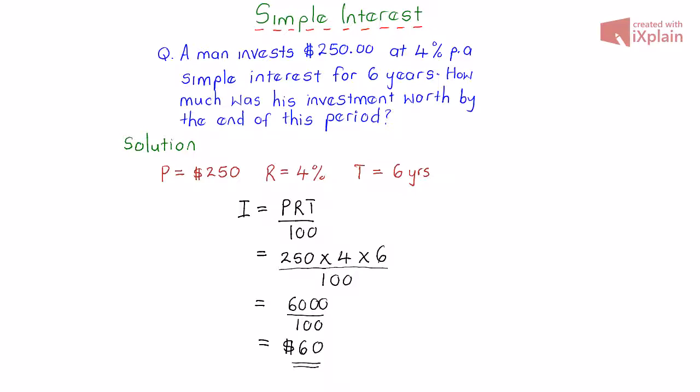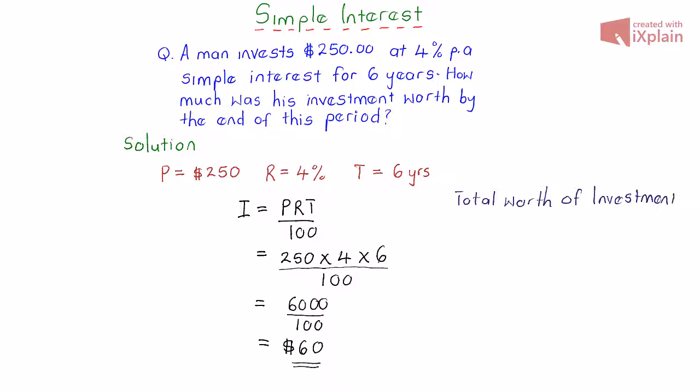and if the interest is $60, according to our question, we want to calculate the value of the investment. The question is saying how much was his investment worth by the end of this period. So to answer that question now, we go on to calculating the total value of his investment. So total worth of his investment.